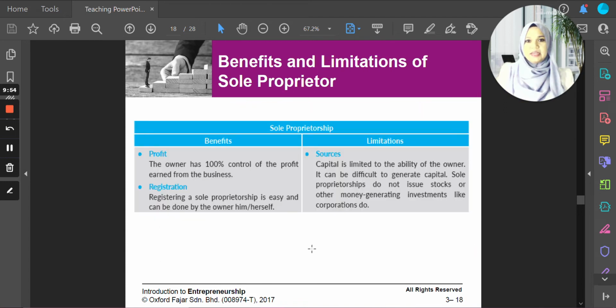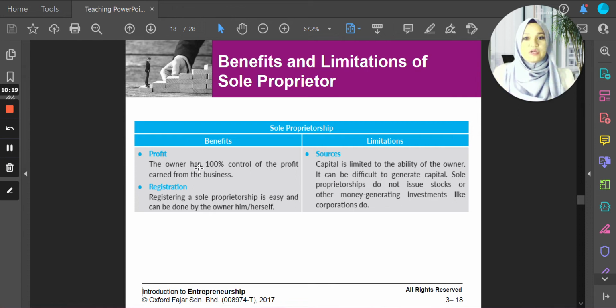Right. Now let's look at the benefits and also the limitations of a sole proprietorship. As a single owner of a business, the benefit, of course, is you will get 100% of the profit from whatever you are doing. In terms of registration, it is the easiest one, and can be done by yourself, right? If you are the owner of the business, or if you feel like today you want to open up a business, you go to CCM and then you register.